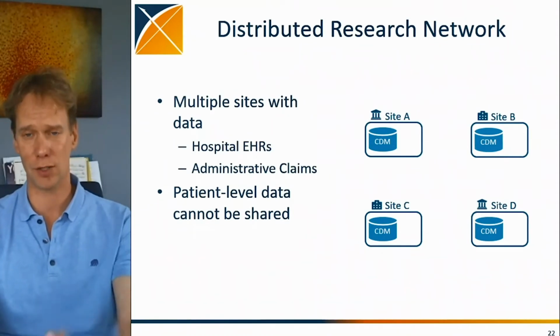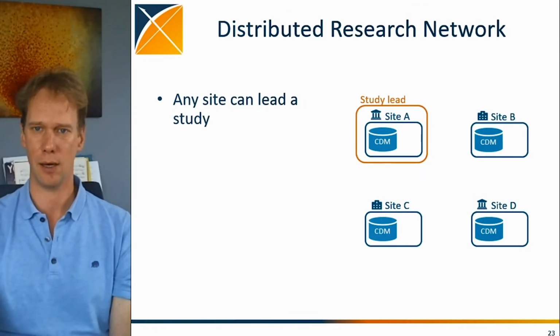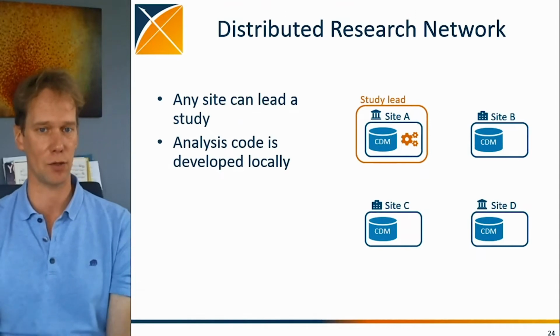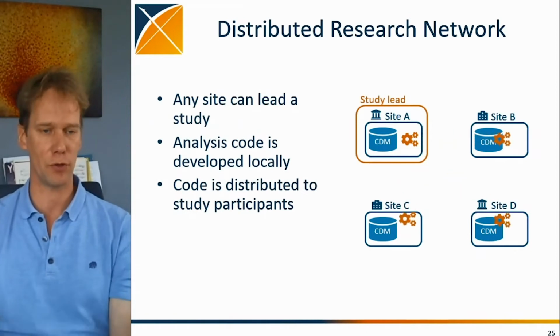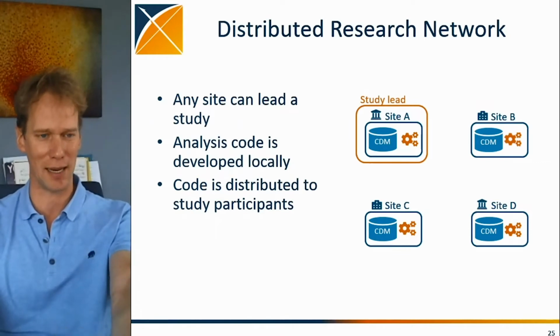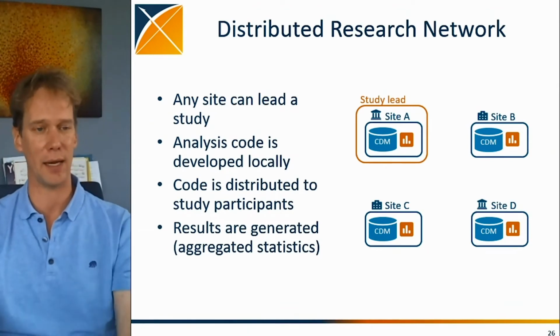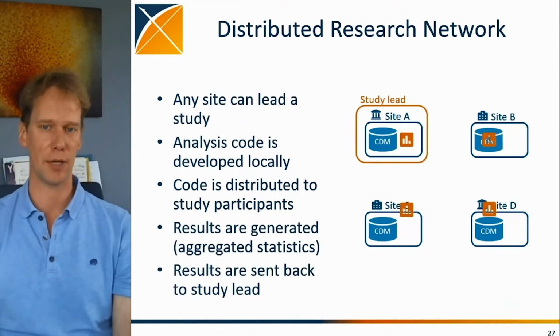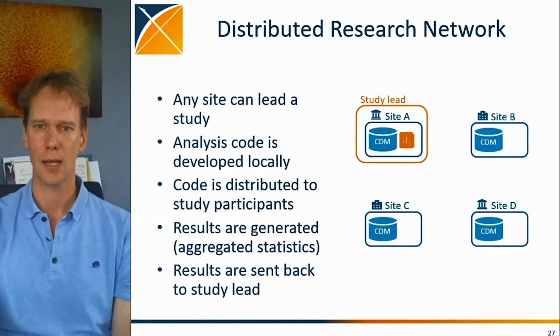In an Odyssey study, like a LEGEND study, what happens is that any site can be the lead of the study, and that site then develops the analysis code, so usually an R package, a study package, and that package is then distributed to every one of the sites. And so we bring the code to the data, not the data to the code. The sites then run that code locally behind the firewall, generating aggregate statistics, and those are then shared back to the central site, the study lead, to be synthesized into an answer. So this is the procedure we also use in LEGEND studies.